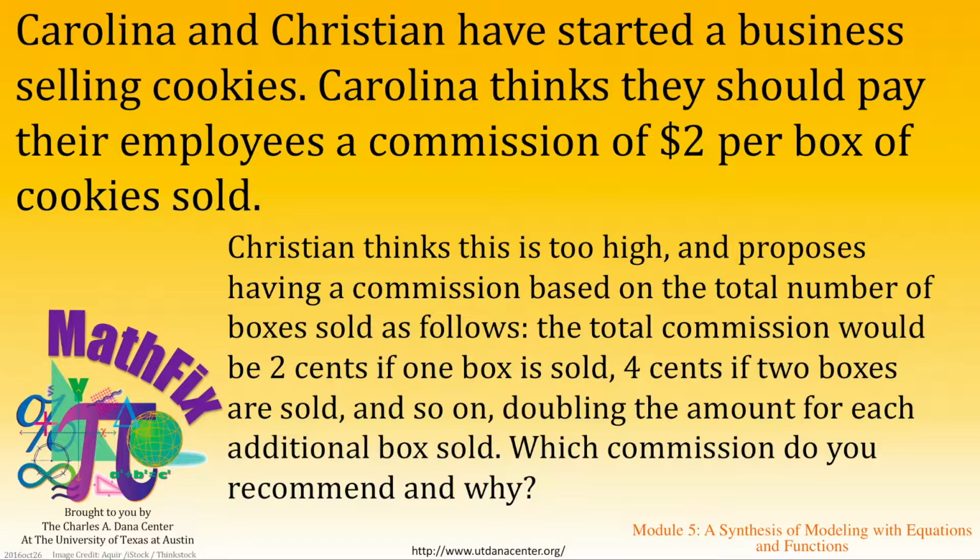Students are asked to help Carolina and Christian, who have started a cookie business, to decide between two different structures for paying commission to their employees. Carolina thinks they should pay a commission of $2 per box sold, while Christian proposes a structure in which the commission doubles for each additional box sold, starting with 2 cents for one box, 4 cents for 2 boxes, and so on. Which commission would you recommend? Let's find out.